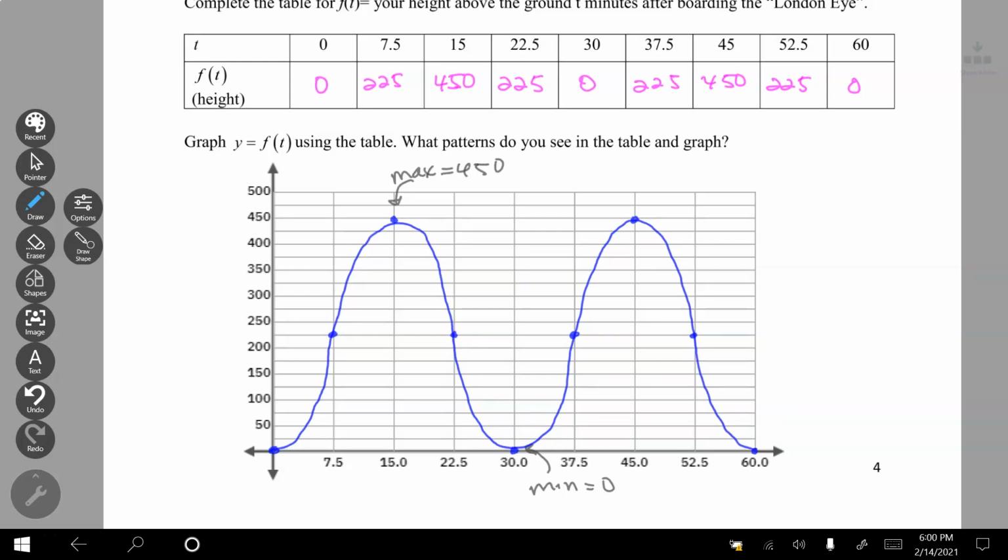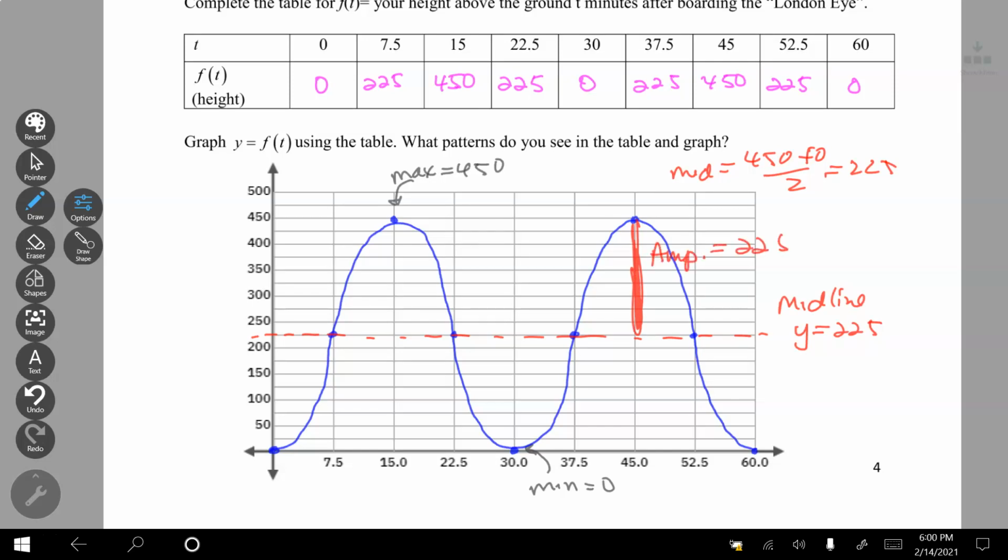I've noted the max is 450, the min is 0, so my midline: 450 plus 0 over 2 is 225. If you notice right here, across the middle of the page, I have my midline of y equals 225. My amplitude is this distance here, and this amplitude is also equal to 225. That's by coincidence because I do have 450 minus 225. That will happen when the minimum is at 0.